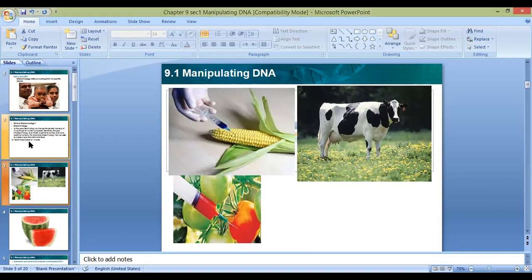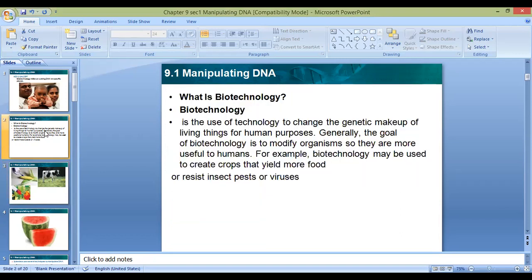So, biotechnology, we said, is the use of technology to change the genetic makeup of living things for human purposes. And generally, the goal of biotechnology is to modify organisms so they are more useful to humans. For example, it may be used to create crops that yield more food or resist pests or viruses.